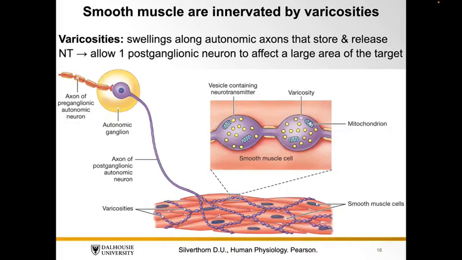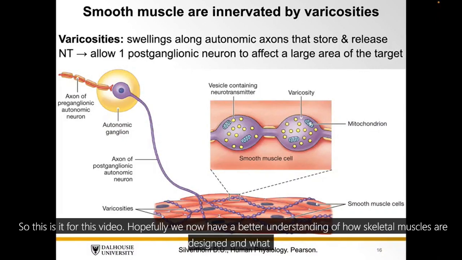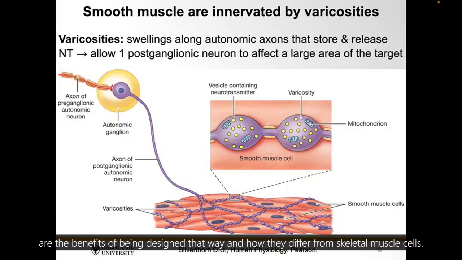And this structure allows one postganglionic neuron to affect a large area of the target, in this case, our smooth muscle cells. So this is it for this video. Hopefully we now have a better understanding of how smooth muscles are designed and what are the benefits of being designed that way and how they differ from skeletal muscle cells.